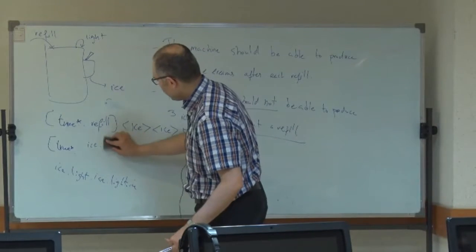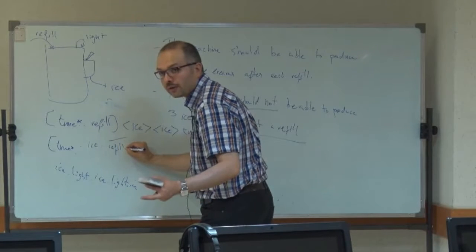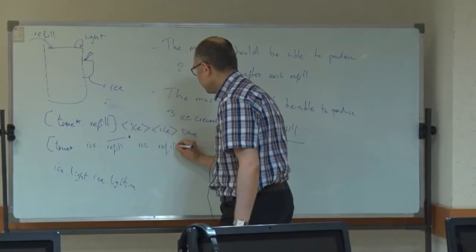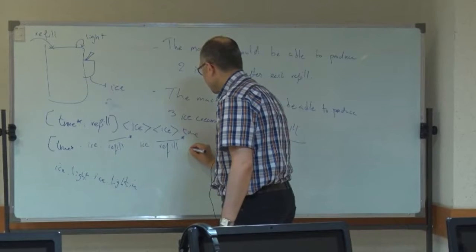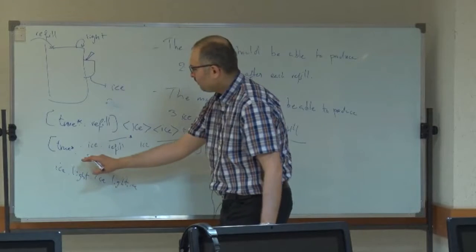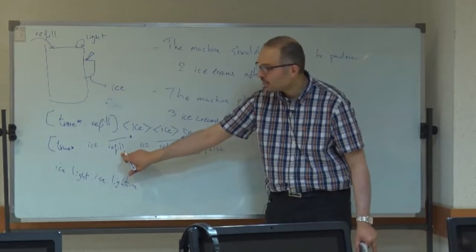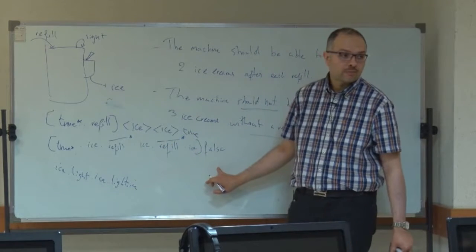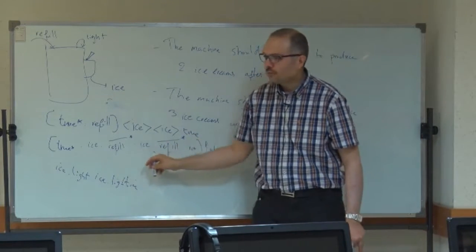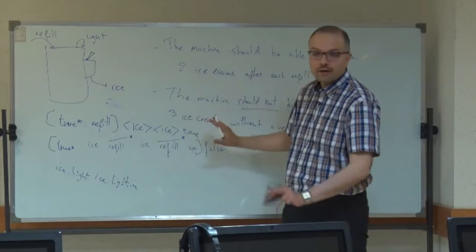Very good. So if we put here not refill bar, that's what you wanted to say, right? Ice, not refill bar, ice. And then it doesn't matter whether you put not refill bar or not here. That doesn't matter. If you do 3 ices in a row with anything but a refill in between, then you end up in false. Right? So you can never produce 3 ice creams without having refilled in between.